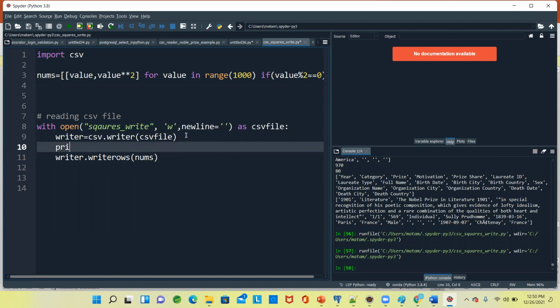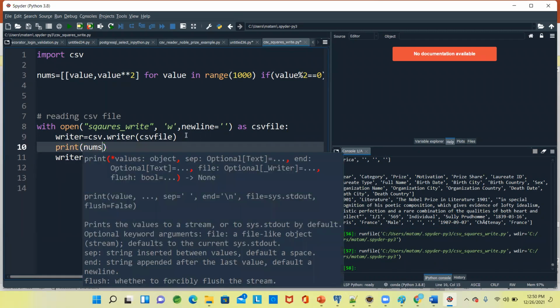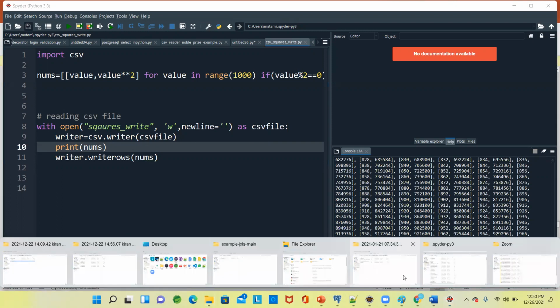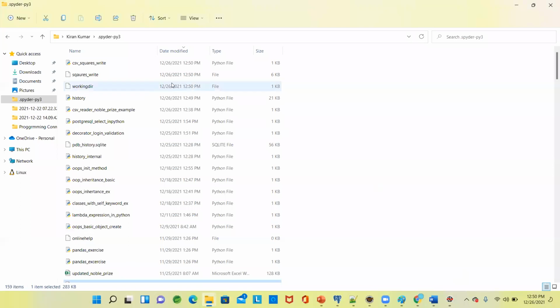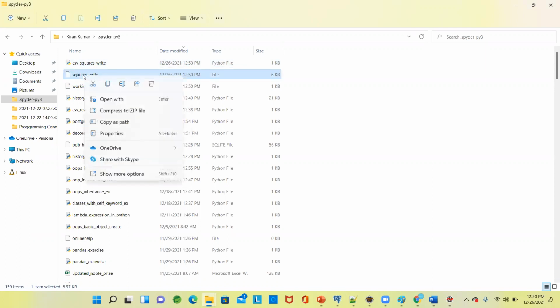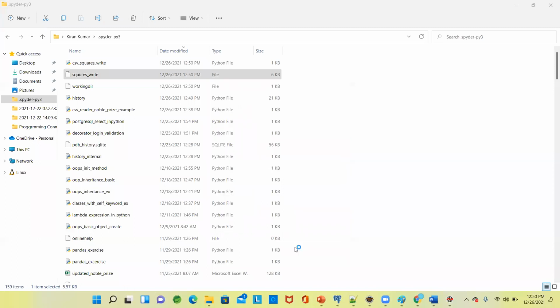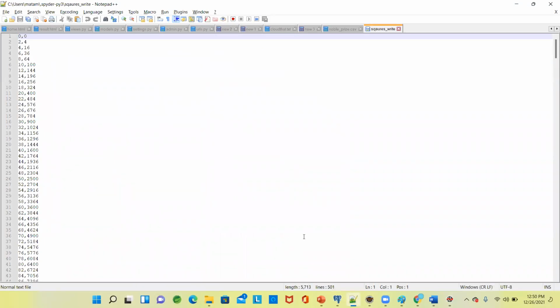So we say before to that we say nums. Okay. So all this should go and print in now. This one. That is a C. This one no. This one. Squares right? Yes. All the values have been printed out.